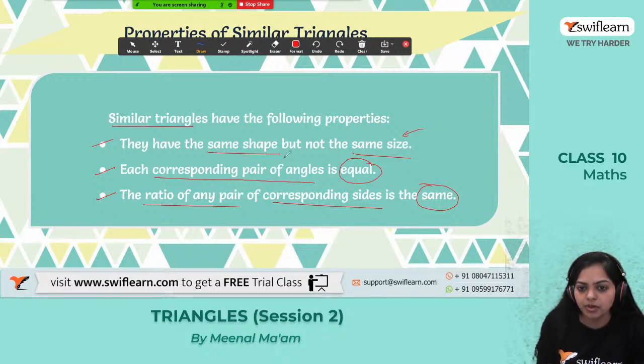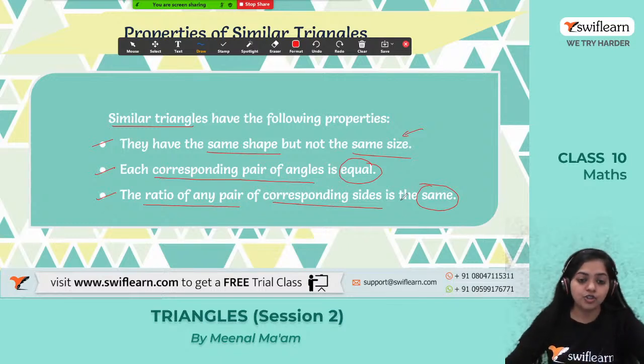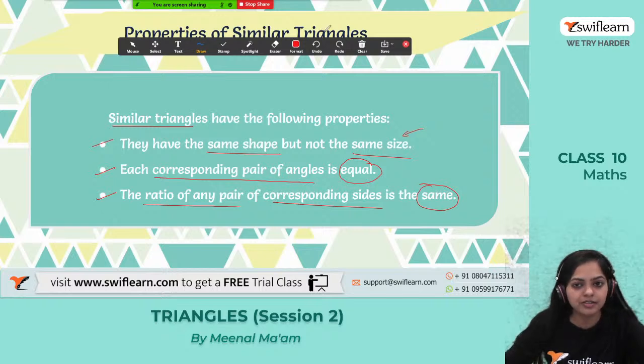So these are the three conditions for similar triangles. First, same shape but not the same size. Second, corresponding angles are equal. And third, the ratio of the corresponding sides are equal. Got it everyone? Yes. So these are the conditions for similar triangles. Now let's have a look at the next slide.